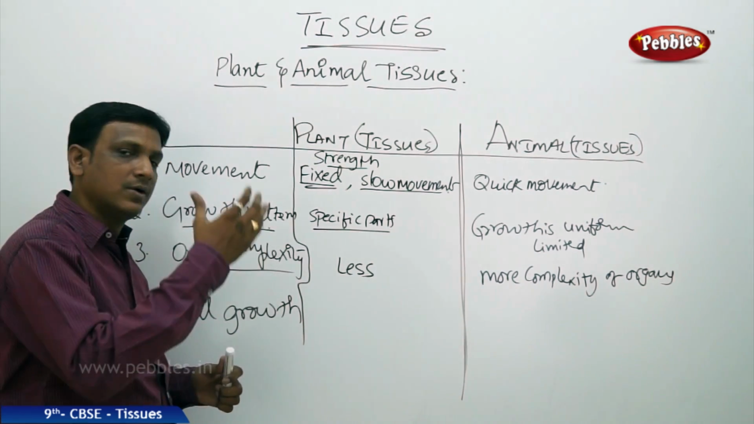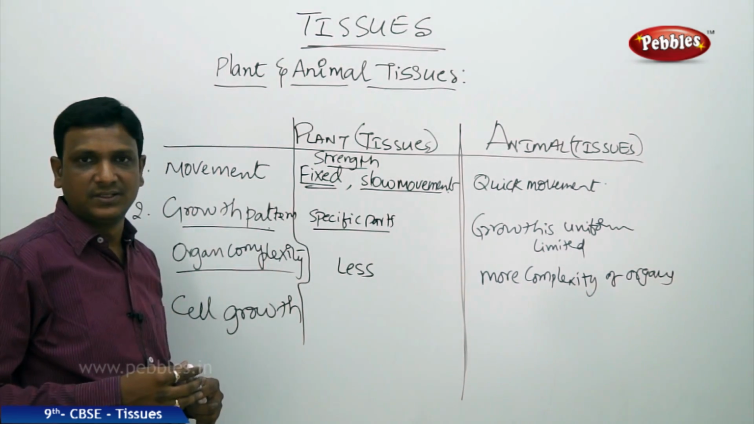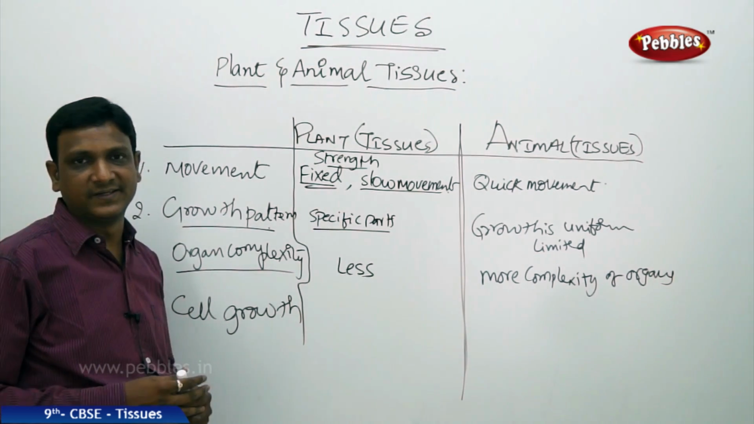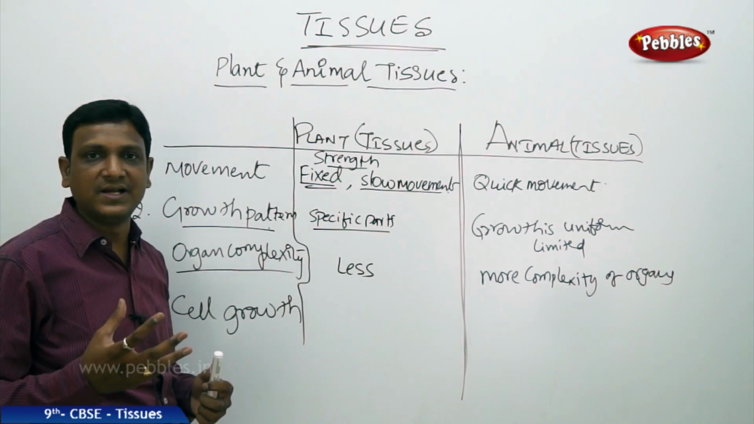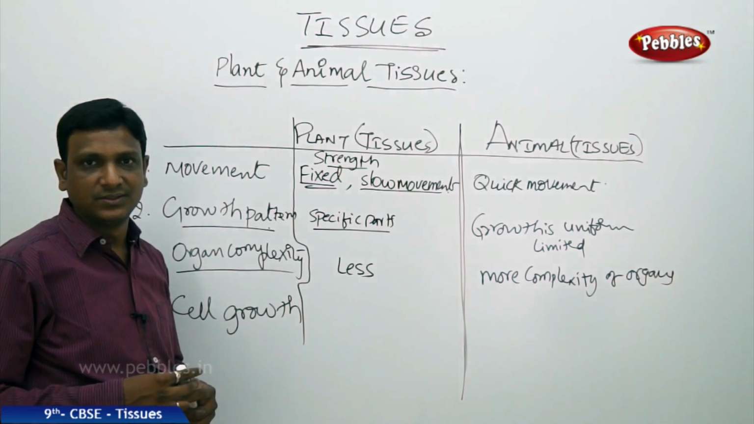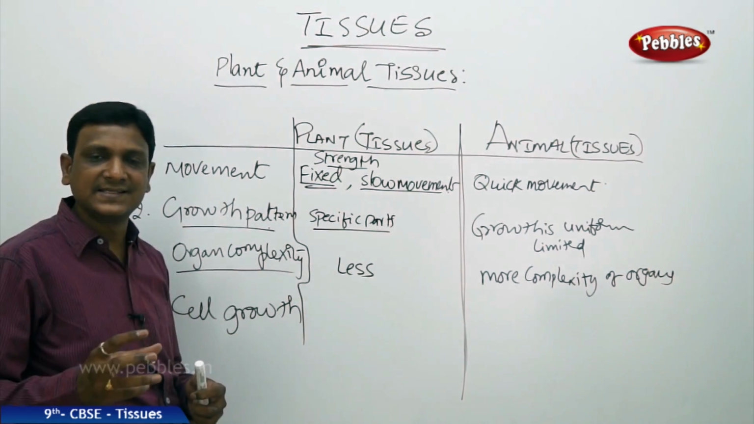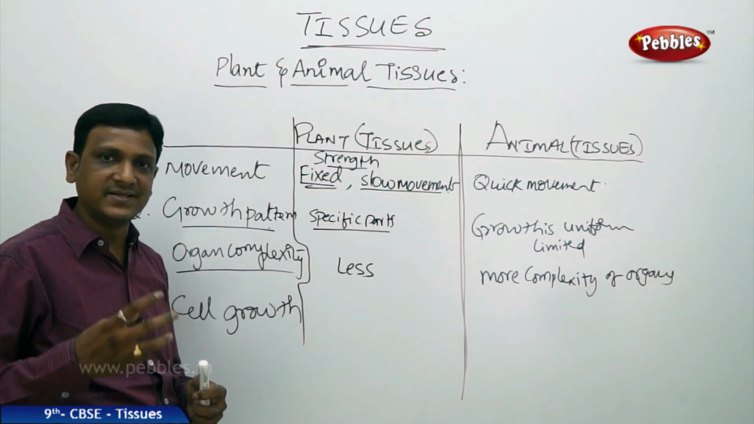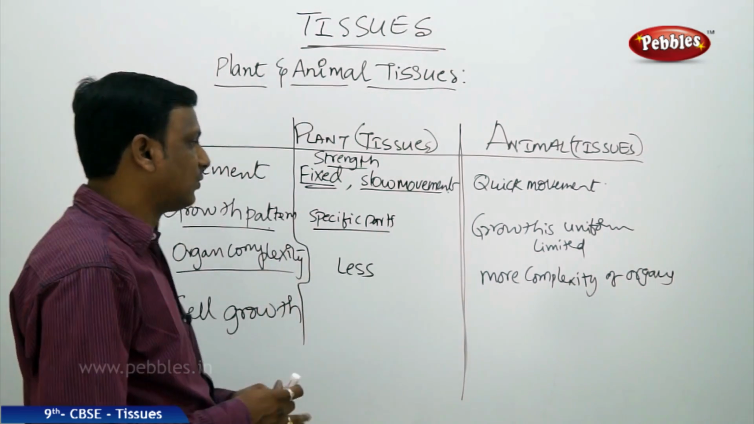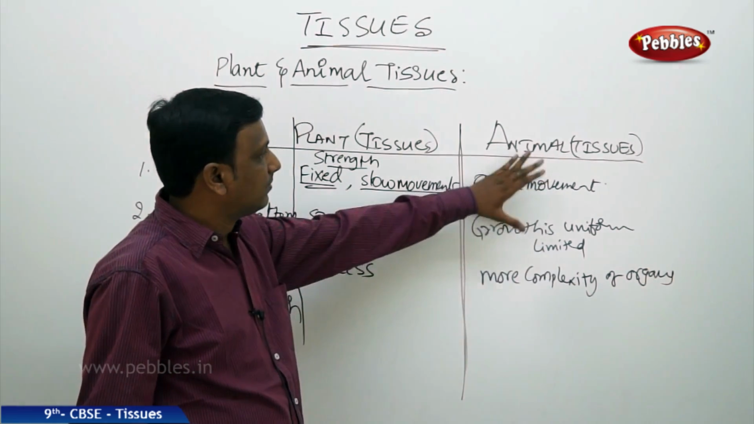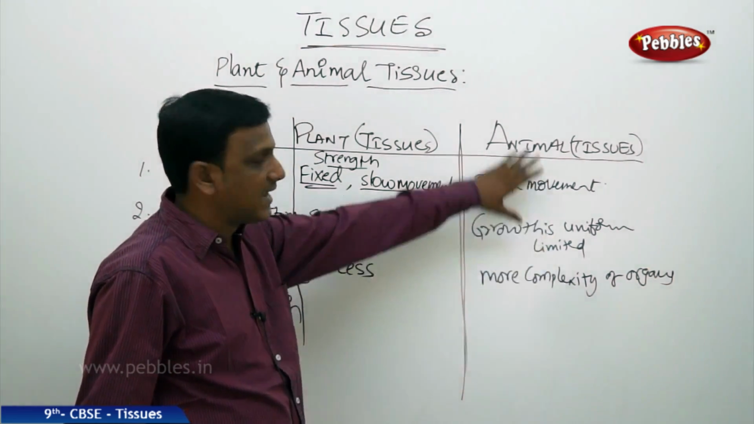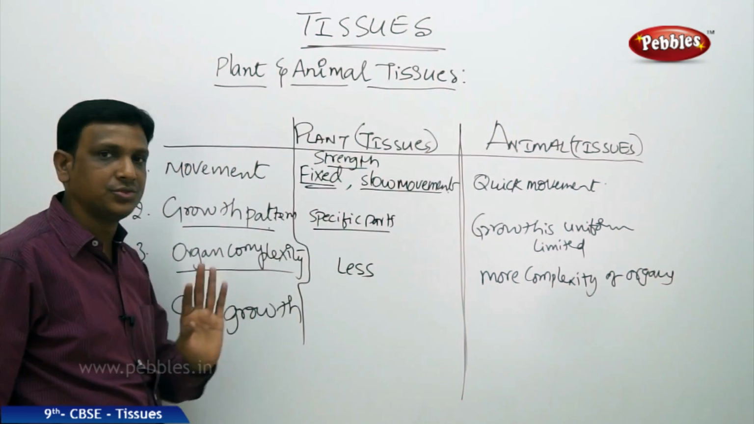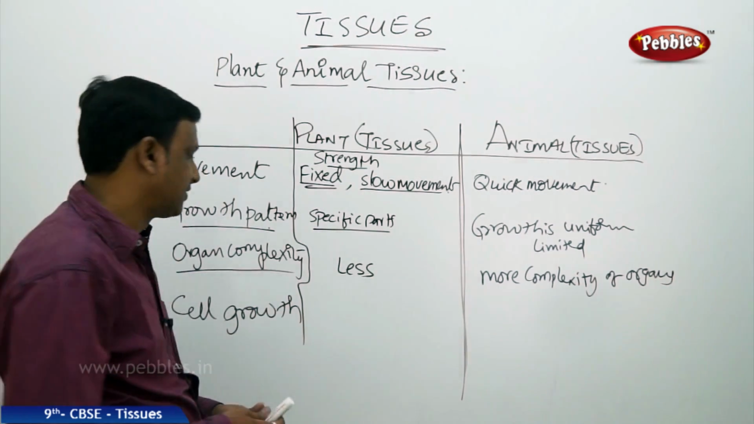But if you dissect a plant, if you cut a plant, what do you see in that? You will not find much difference. You will not find so many organ systems. So the complexity is less in plants compared to animals. In animals, the organ complexity is very high. So that is one of the factors on the basis of which animals have more number of tissues compared to plants. Even the tissues are entirely different in their structure and function.